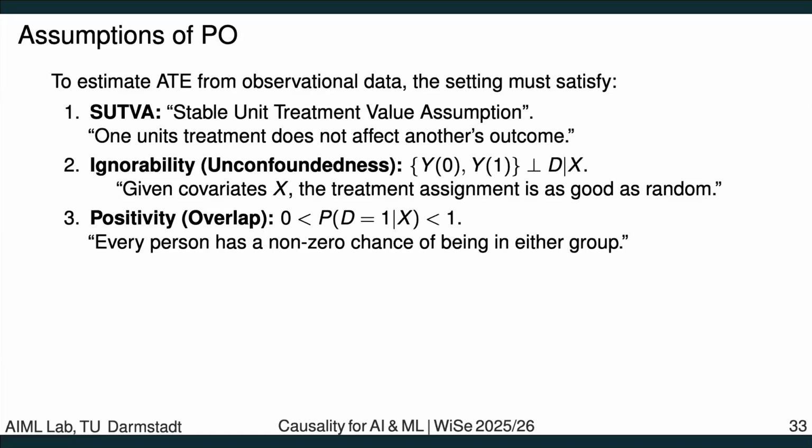And finally, we have this thing called positivity or overlap, which basically tells us that within each group I need to have a non-zero chance of, or the other way around, every person needs to have a non-zero chance of being in either group. I will have an example later. Basically, the probability of treatment equals one given some observation can never go to zero. So I need to have support over my whole domain of the variables.